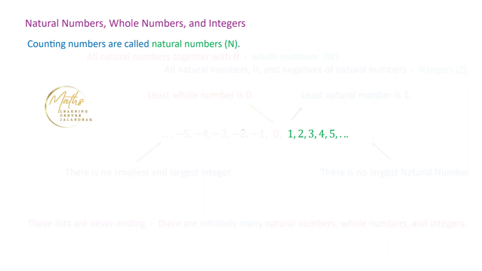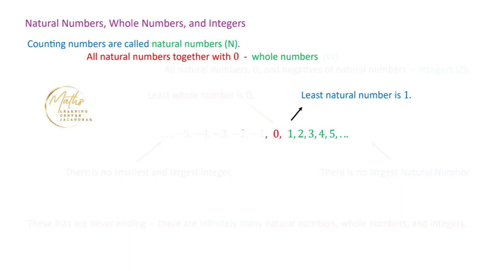Now if we look at this collection, clearly we can see that the least natural number we have is 1. Now to this collection of natural numbers, if we add the number 0, we obtain the collection of whole numbers. This new collection of whole numbers is denoted by W. Now the least whole number we have is 0. The least natural number we have is 1, and the least whole number we have is 0.